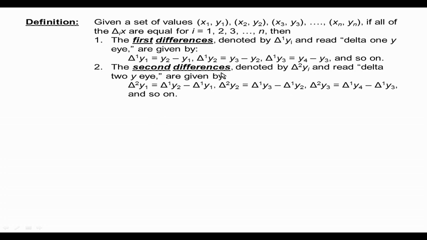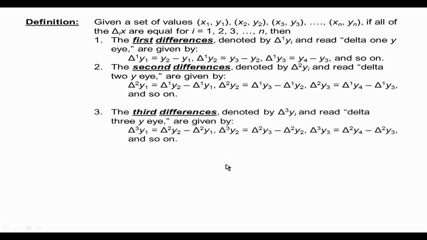If we have second differences, we're going to have third differences. So the third differences, and they're denoted by delta 3yi, they're actually the differences in the second differences. So delta 3y1 is delta 2y2 minus delta 2y1. Delta 3y2 is delta 2y3 minus delta 2y2, and so on. So again, the third differences are the differences in the second differences. The second differences are the differences in the first differences. And the first differences are simply the differences in the consecutive y's. And we have so on like this for higher order differences.